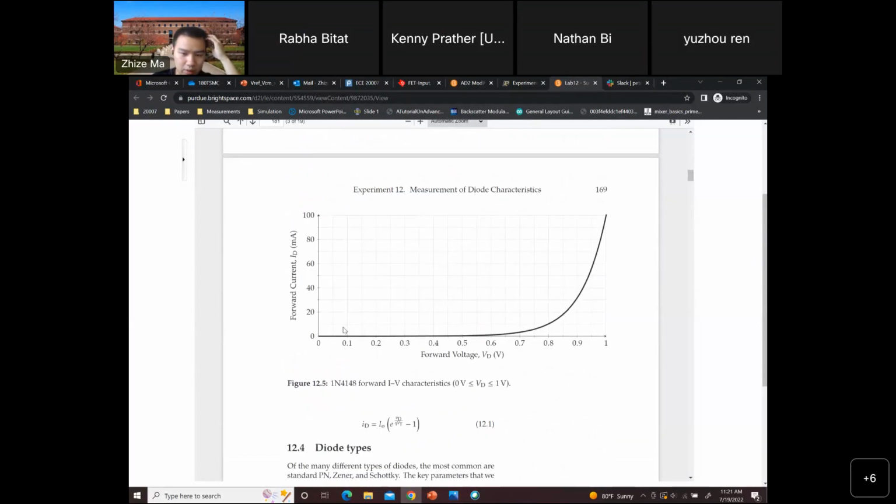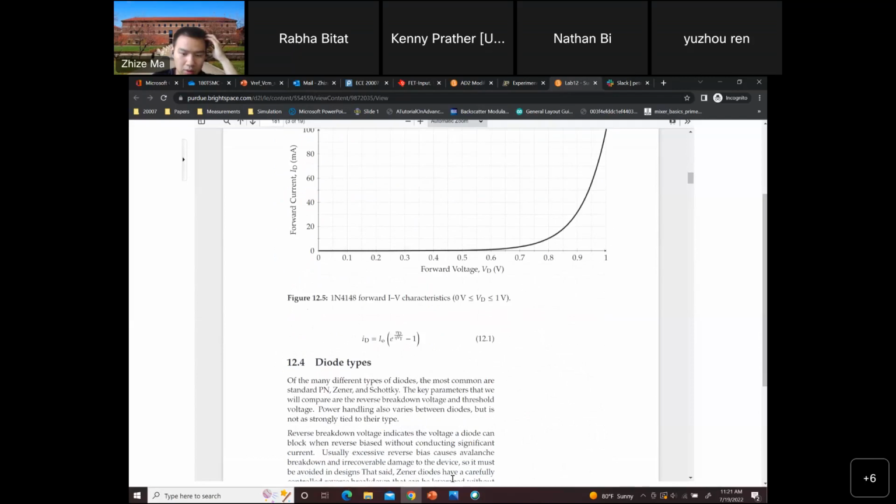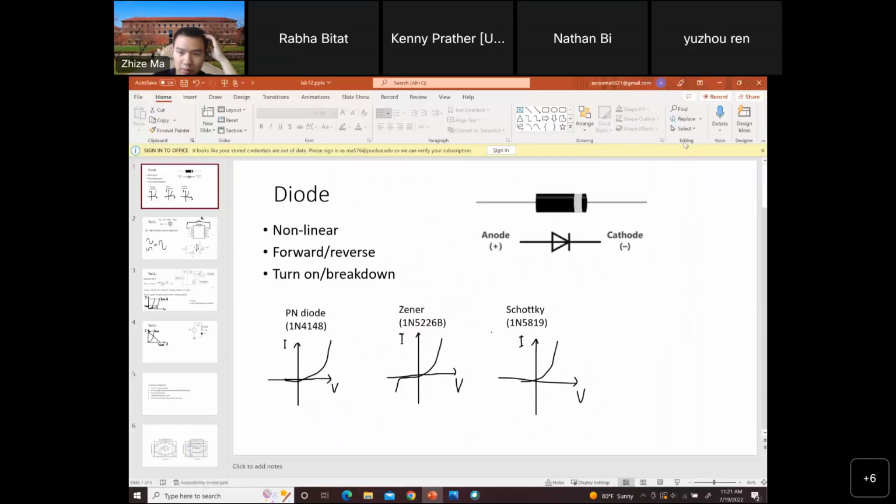For example, here is an example of the IV curve of the diode, and it follows this equation right here. Okay, let's use my PPT. First of all, as I mentioned, the diode is a nonlinear component, and the second property of the diode is that it has a forward and reverse bias region.